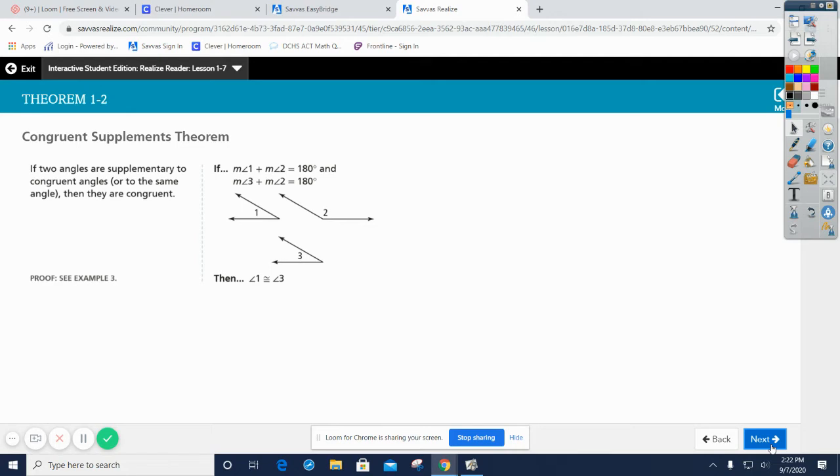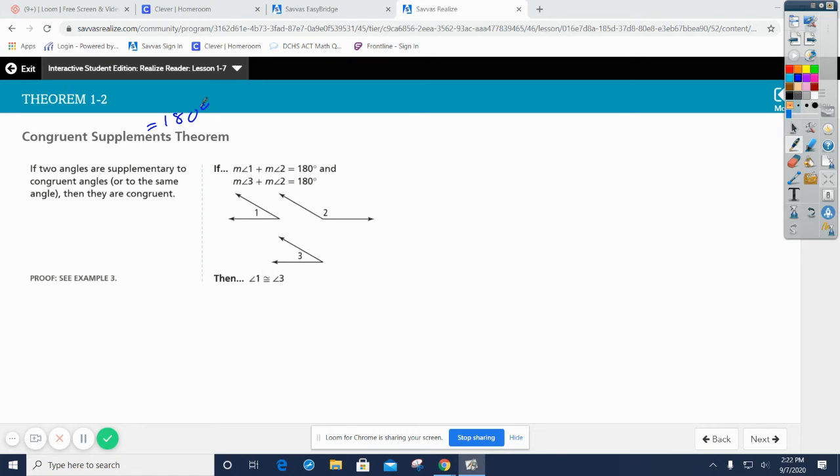Let's go to the next slide. So this next slide is just giving you a little information. It says congruent supplements theorem. And here's what it says. It says if you have two sets, well, actually 3 angles, and 2 sets are equal to 180. By the way, supplementary angles mean that they equal 180. So this means equals 180 degrees.